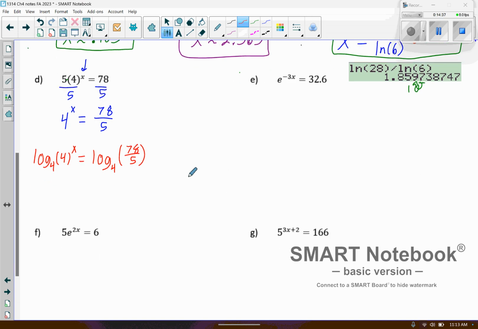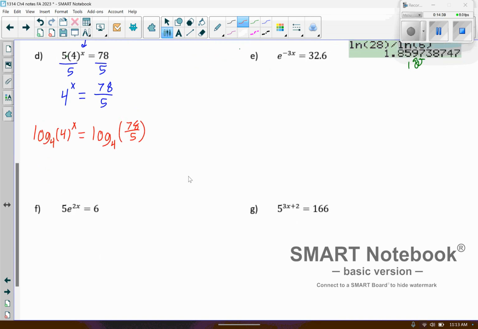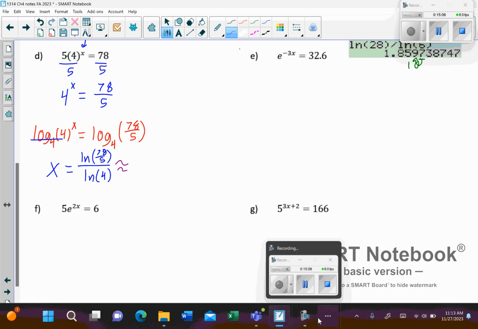And then this is pretty much just going to be like what we did on the previous one here. So this will reduce down to just the x, the power. And then I'm going to have to write this using change of base. So it's going to be the natural log of 78 over 5 divided by the natural log of 4. And that would be my exact answer. And then we'll get our rounded answer by putting it in the calculator.